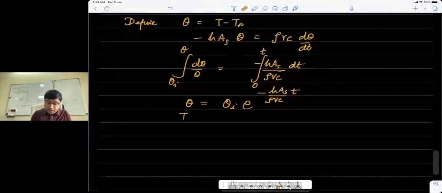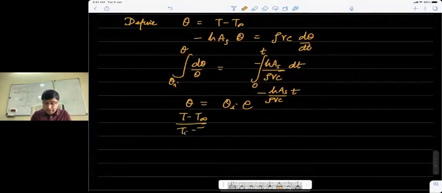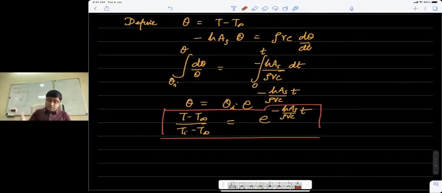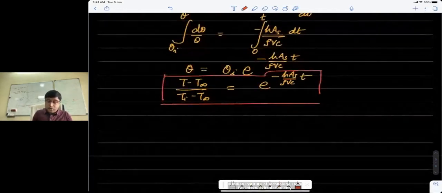So remember theta was T minus T infinity, and theta_i is T_i minus T infinity. So I can divide this by T_i minus T infinity. This is equal to exponential of minus hA_s by rho V c times t. That becomes the response of this solid to this sudden change in its surroundings. Now this is an easy to use equation, right? Because we don't need anything. If I tell you to calculate the temperature maybe after 1 minute, I can just plug in t to be 1 minute and I can get the temperature after 1 minute.